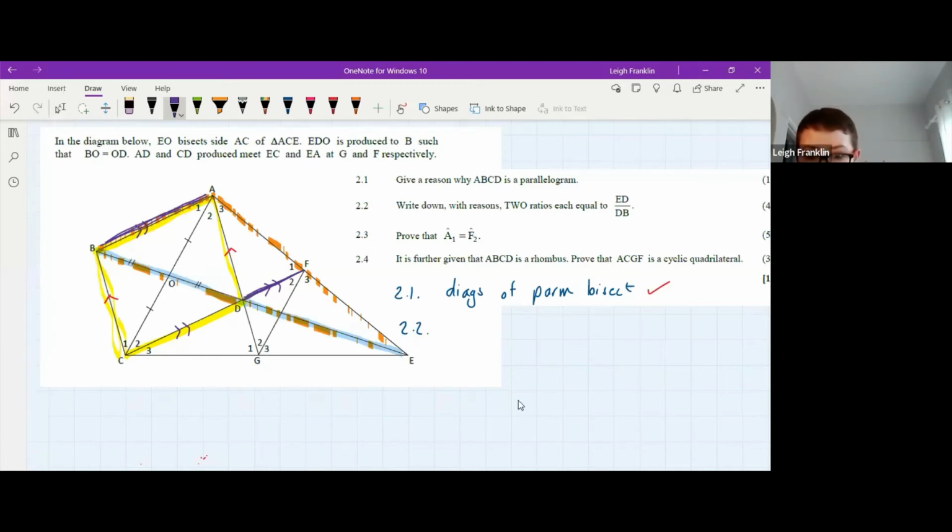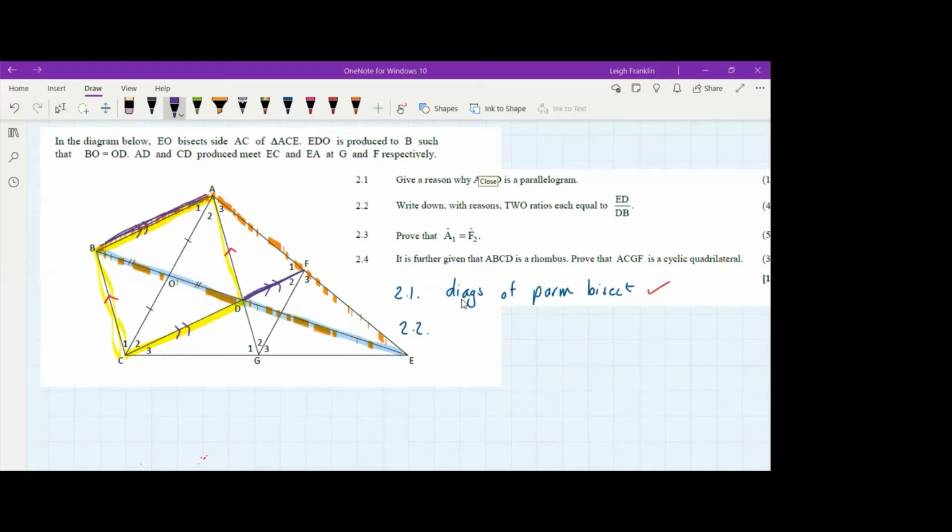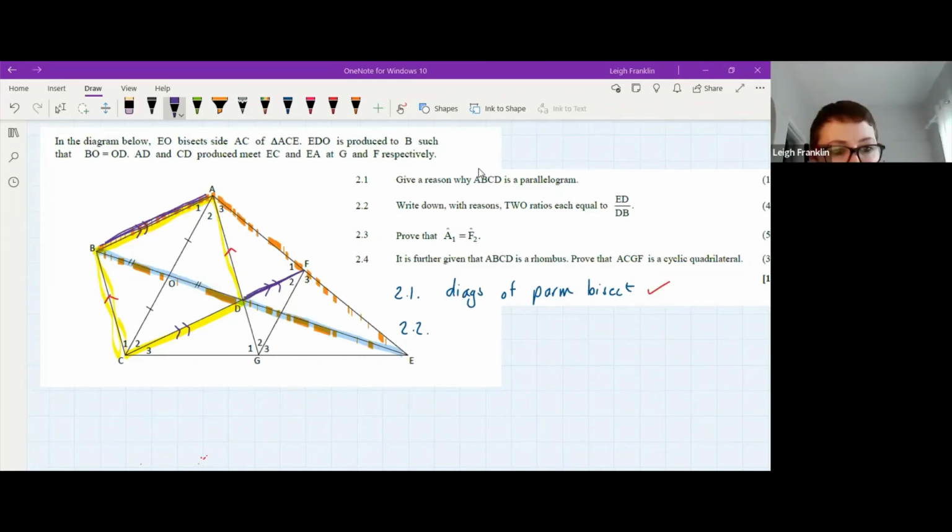All right, Buhle, you raised a hand. What's up? Ma'am, would it be incorrect if I chose triangle BCE instead of BAE? No, you're quite right. There's a ratio in there as well. And that's why they've said to us, write down with reasons 2 ratios each equal to ED over DB. So there's 1 in each of these 2 triangles. Nothing wrong. Well done for spotting that.